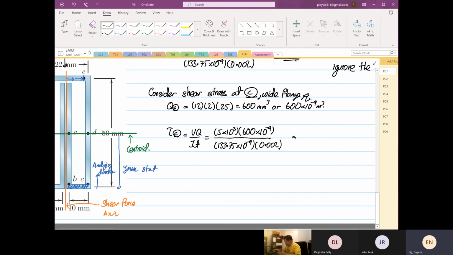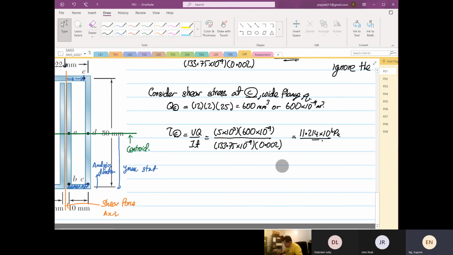So this will be equal to 5 power 3 times 600 power minus 9 divided by 133.75 power minus 9 divided by 0.02. So it's equal to 11.214 times 10 to the power 6 Pascal.